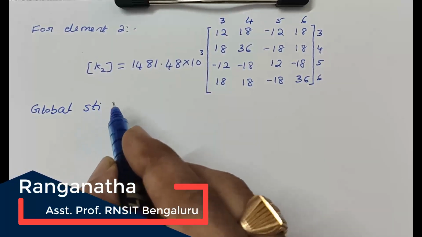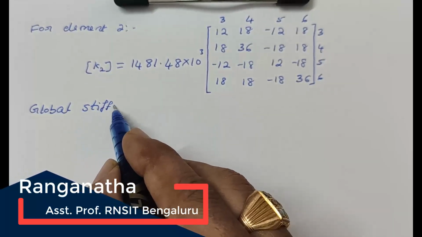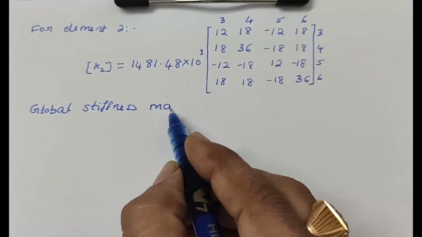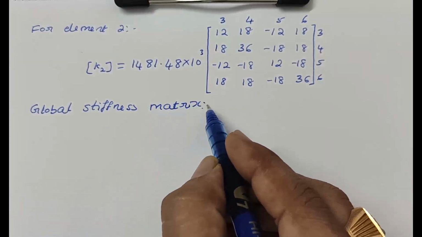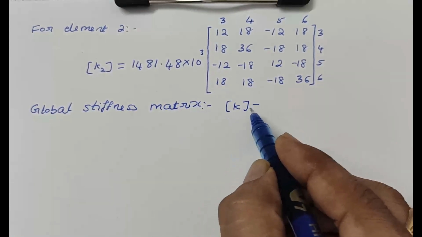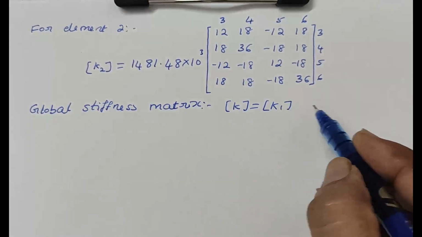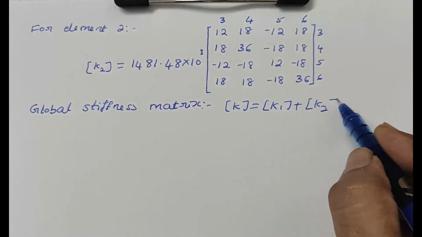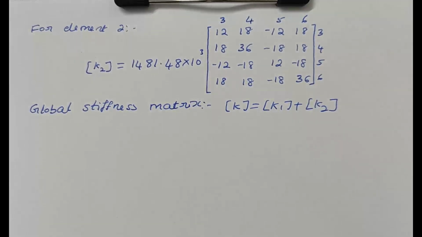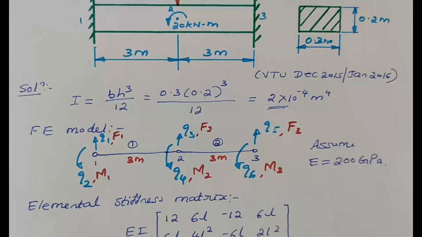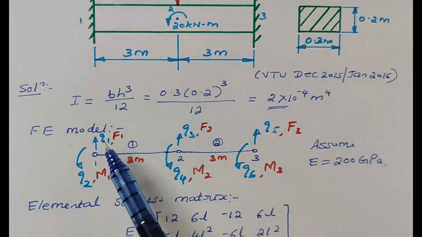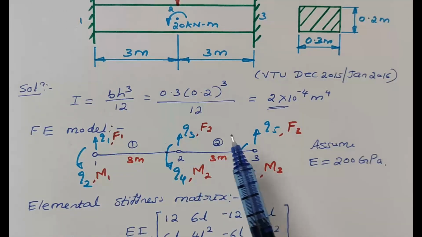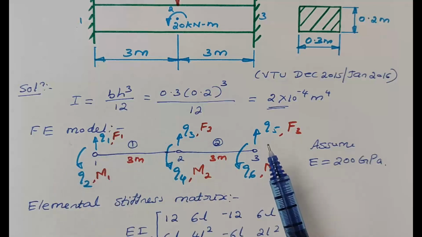Global stiffness matrix, that is K is K1 plus K2. Now what about the order of the global stiffness matrix? See the FE model here. Here there are 3 nodes. Each node has got 2 degrees of freedom. Means the total degrees of freedom of this finite element model is 6. Therefore the order of the global stiffness matrix will be 6 cross 6.